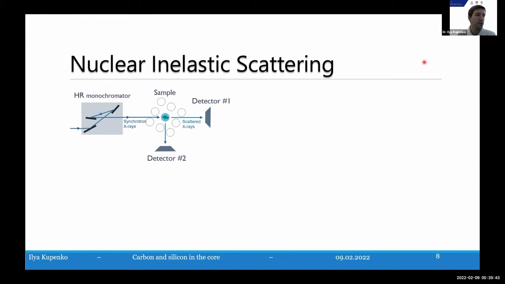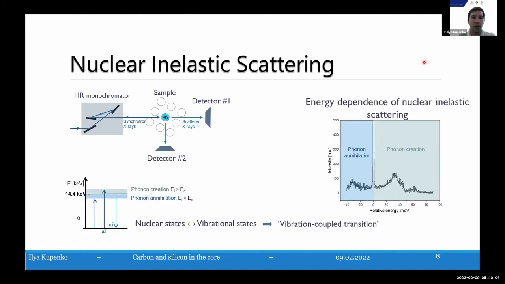So now I will briefly explain the technique without going into too much detail. We utilize the nuclear inelastic scattering of synchrotron radiation. We are irradiating the sample and exciting the iron nuclei, which leads to emission of elastic and inelastic scattered radiation. The inelastic part of the spectrum is due to the vibration-coupled transitions, and these transitions are related to creation and annihilation of phonons in the lattice. So from this inelastic spectra, we can derive the vibrational behavior of the sample and eventually sound velocities.